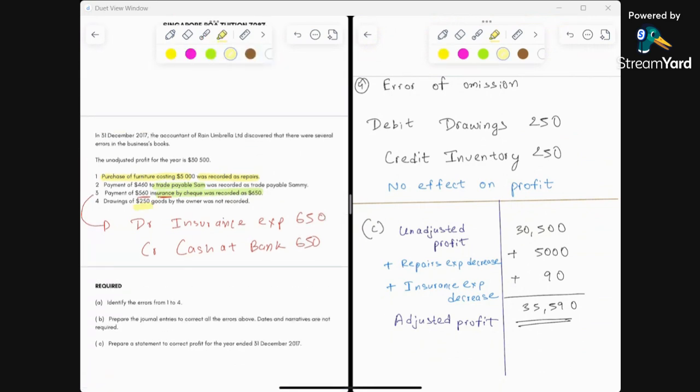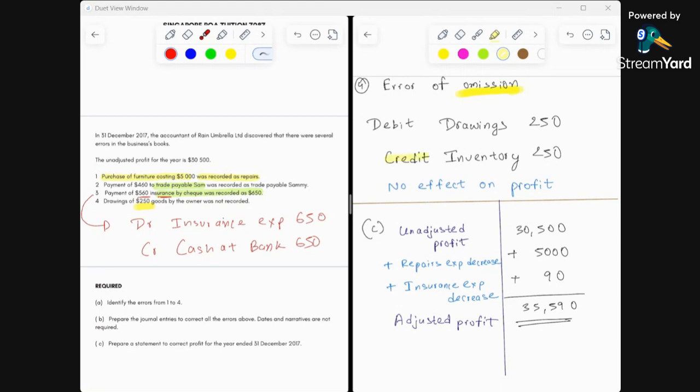Drawings of $250 for goods taken by the owner was not recorded. So not recorded at all. And this is clearly a case of an error of omission. Okay. So we have got an error of omission here where the transaction was completely forgotten to be recorded. And now we have to record it. Because the owner has taken goods, which are referring to the inventory. And inventory, being a current asset, is now going down in value due to this withdrawal.